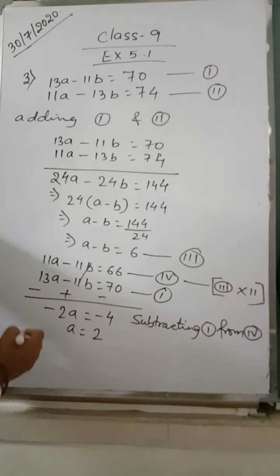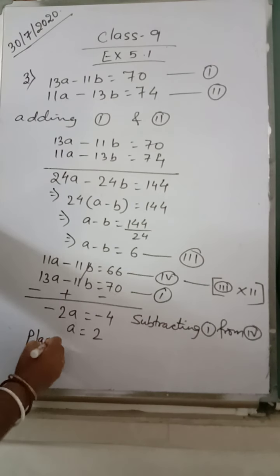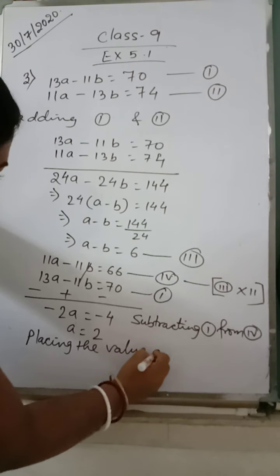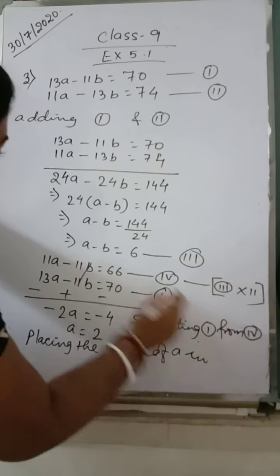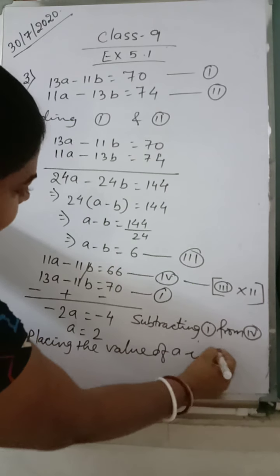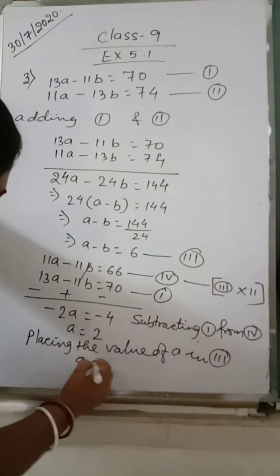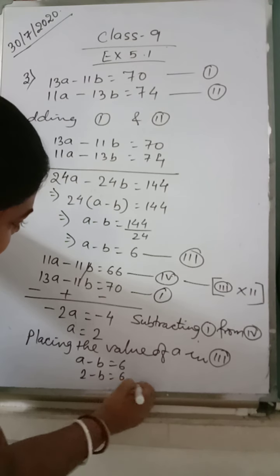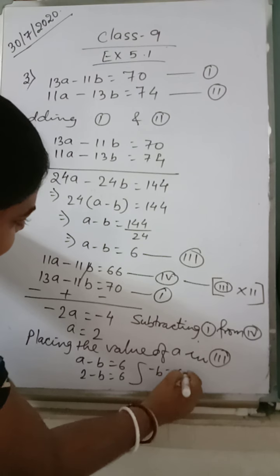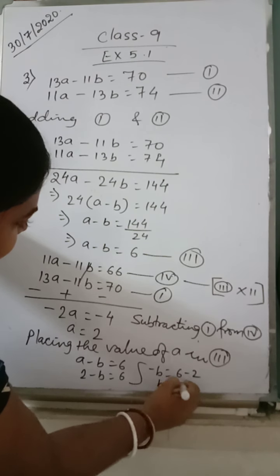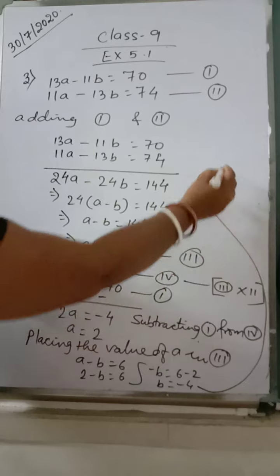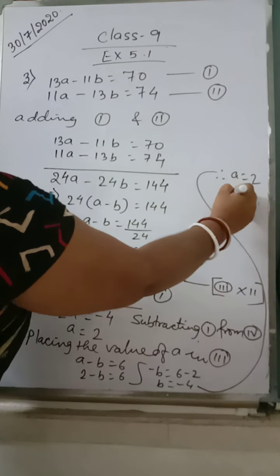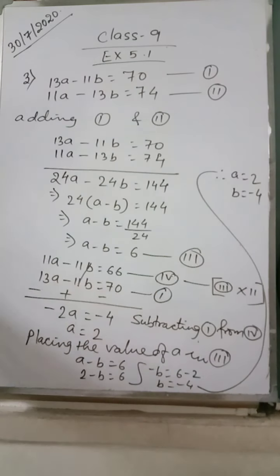Now placing the value of a in number 3. So a minus b was 6. So 2 minus b is 6, or minus b is 6 minus 2, or b is minus 4. So finally, the answer we have got is a is equal to 2 and b is equal to minus 4.